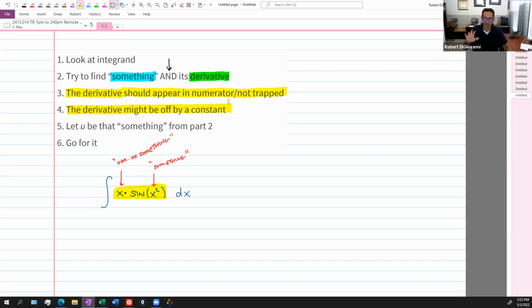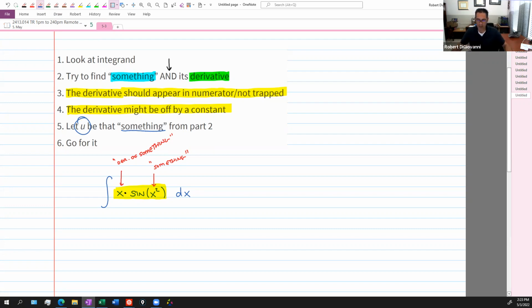Okay, so let me just back up. I'm looking for something, x squared. I need to see its derivative somewhere, 2x. I'm looking for 2x. I see an x. I'm off by 2, it's okay. It's okay to be off by a constant. And that x that I see is in the numerator. It's not trapped, it's not in the denominator, it's free, okay? So if that happens, then you're going to let u be equal to the something that you found, all right?